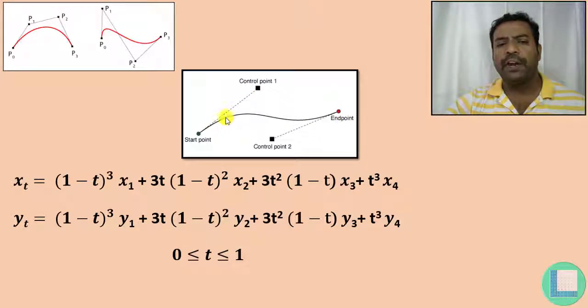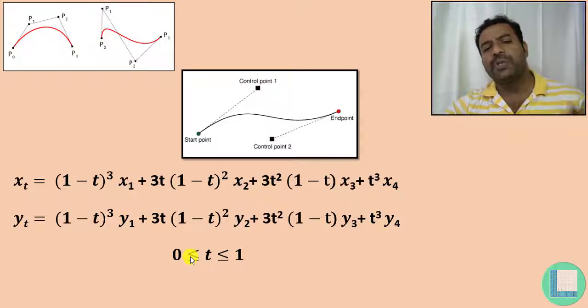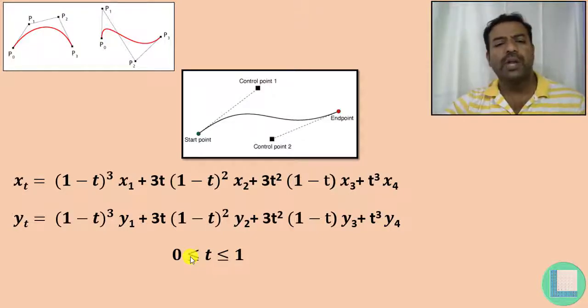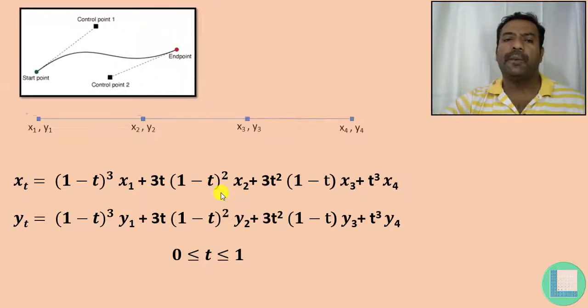Hence, if I want to find any intermediate values or intermediate points to draw a curve, you need to alter the value of t. Starting from 0, you can increment this to 0.01 or 0.02 and so on. You can reach until 1. That will give all the intermediate points. This is what exactly we are going to bring into the programming.